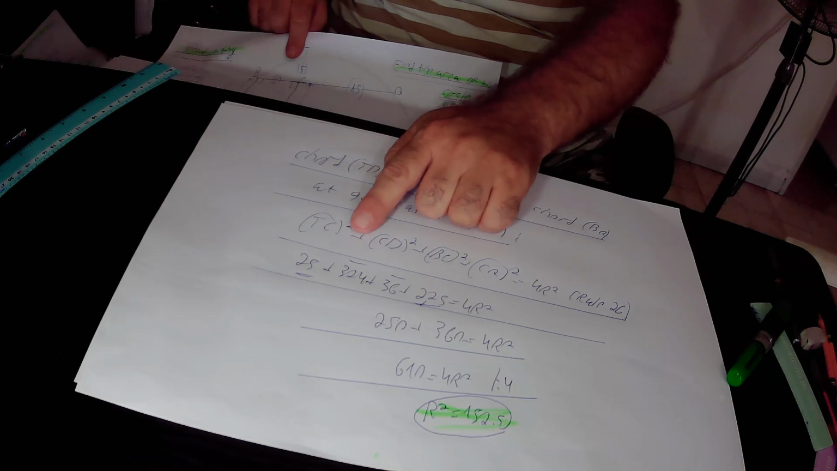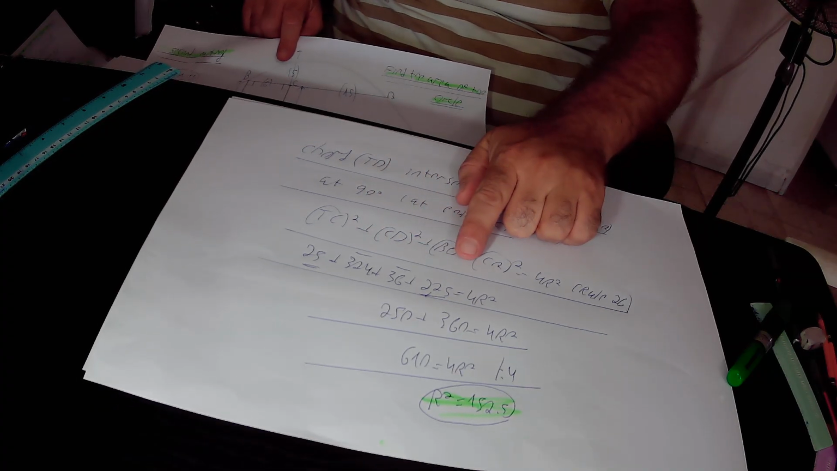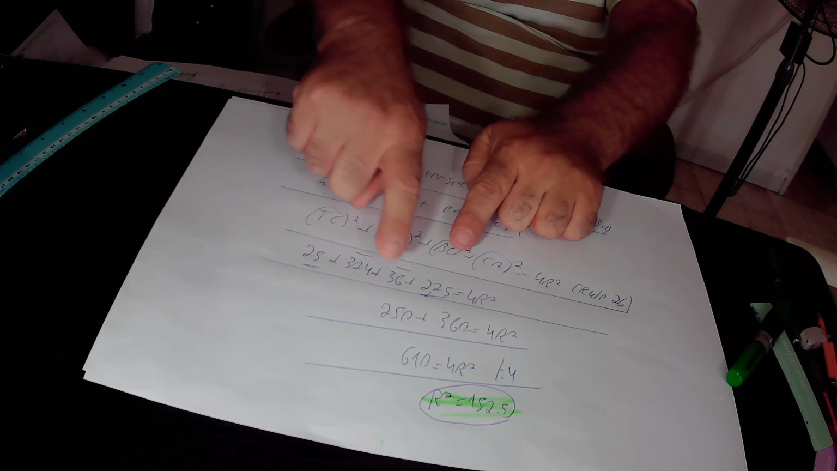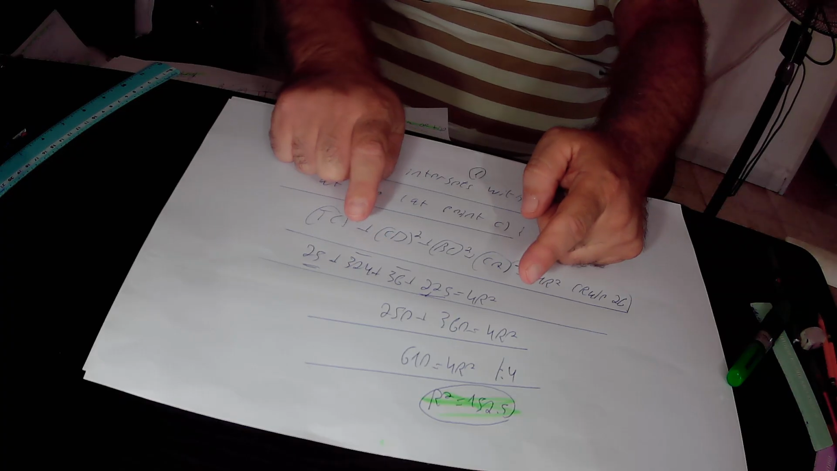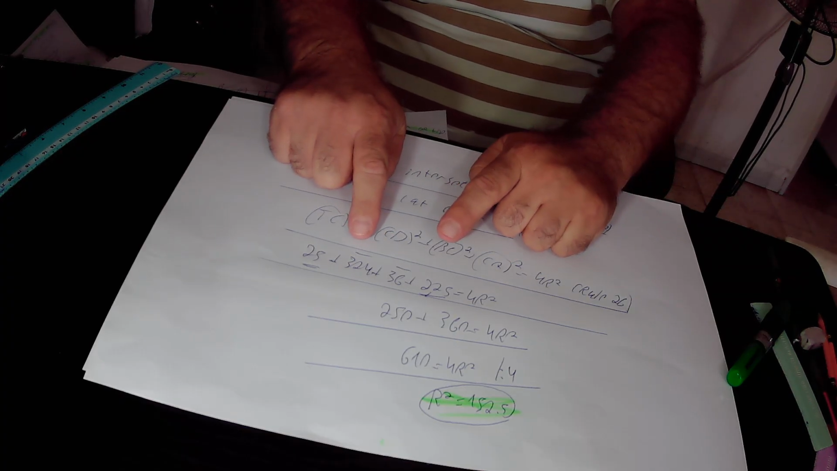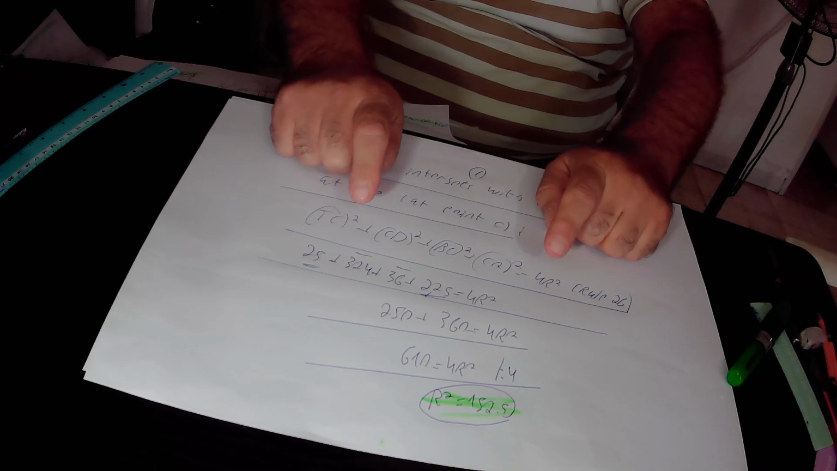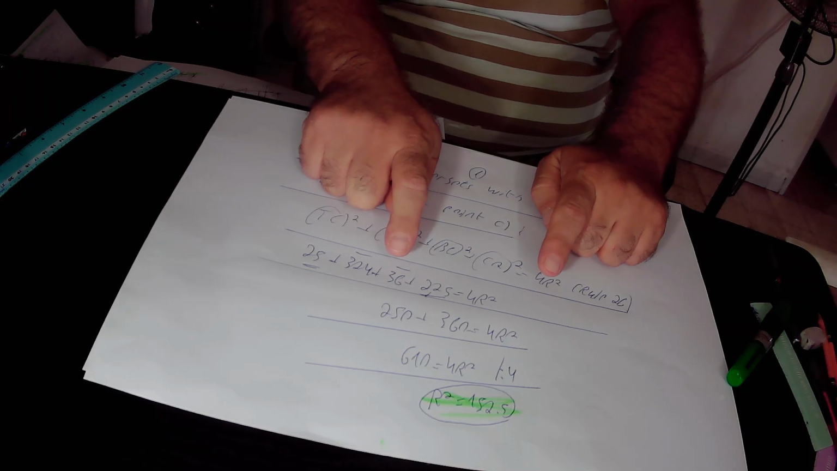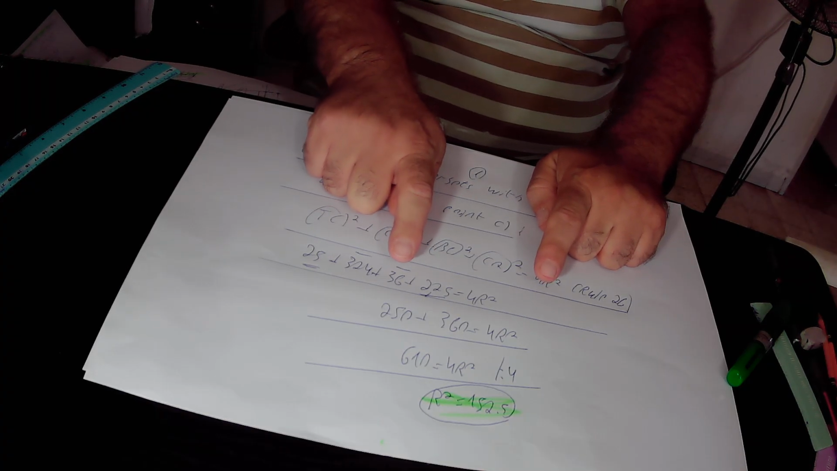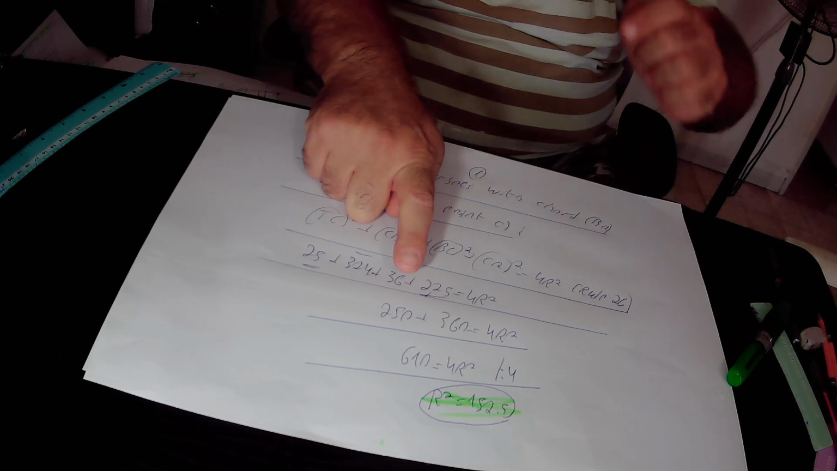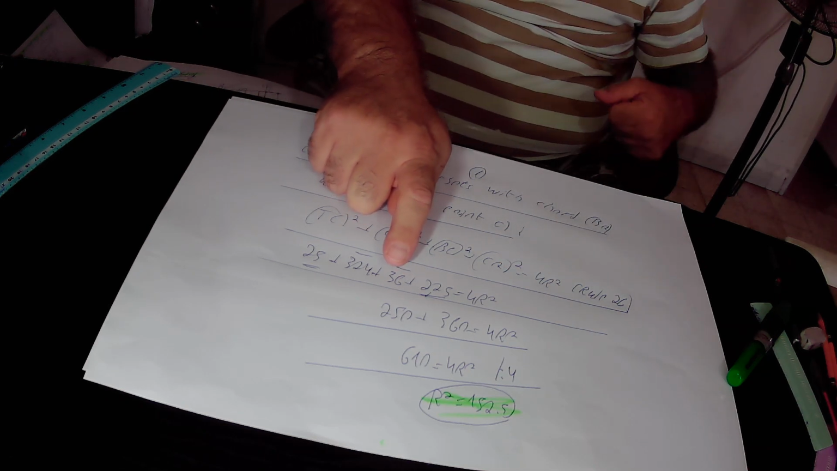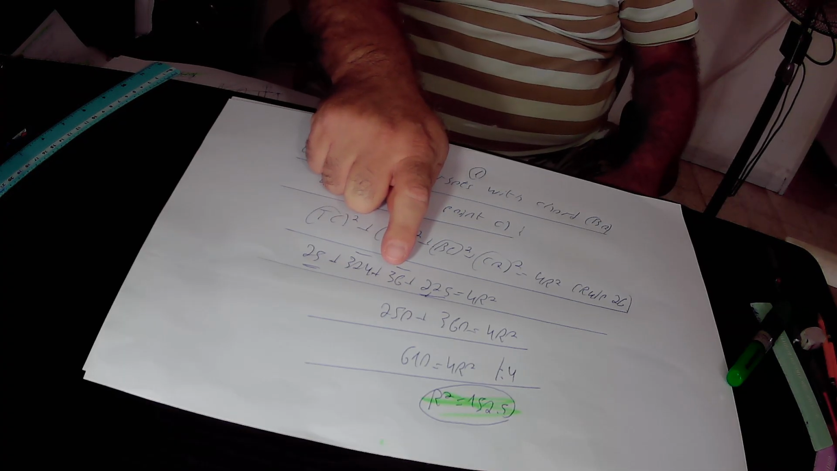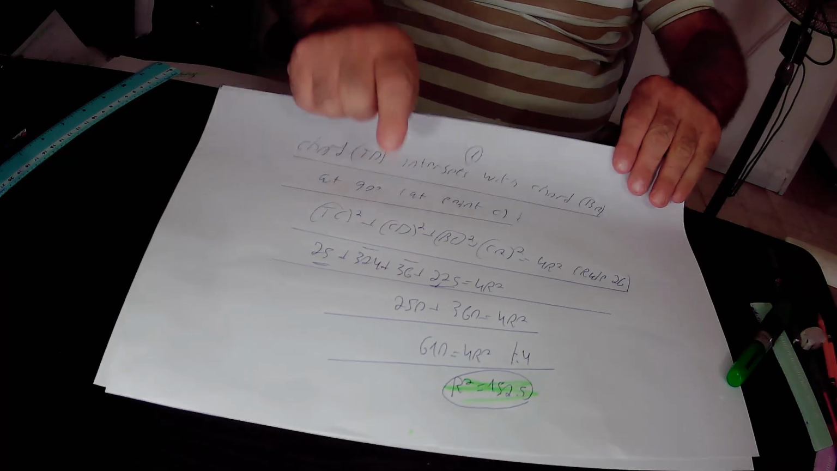So in total, we found that 25 plus 324 plus 36 plus 225 equals 4R square. 25 plus 225 is 250, and 324 plus 36 is 360. So 250 plus 360 equals 4R square. 250 plus 360 is 610, so 610 equals 4R square. Here we divide this equation by 4 and find that R square equals 610 over 4, which is 152.5.